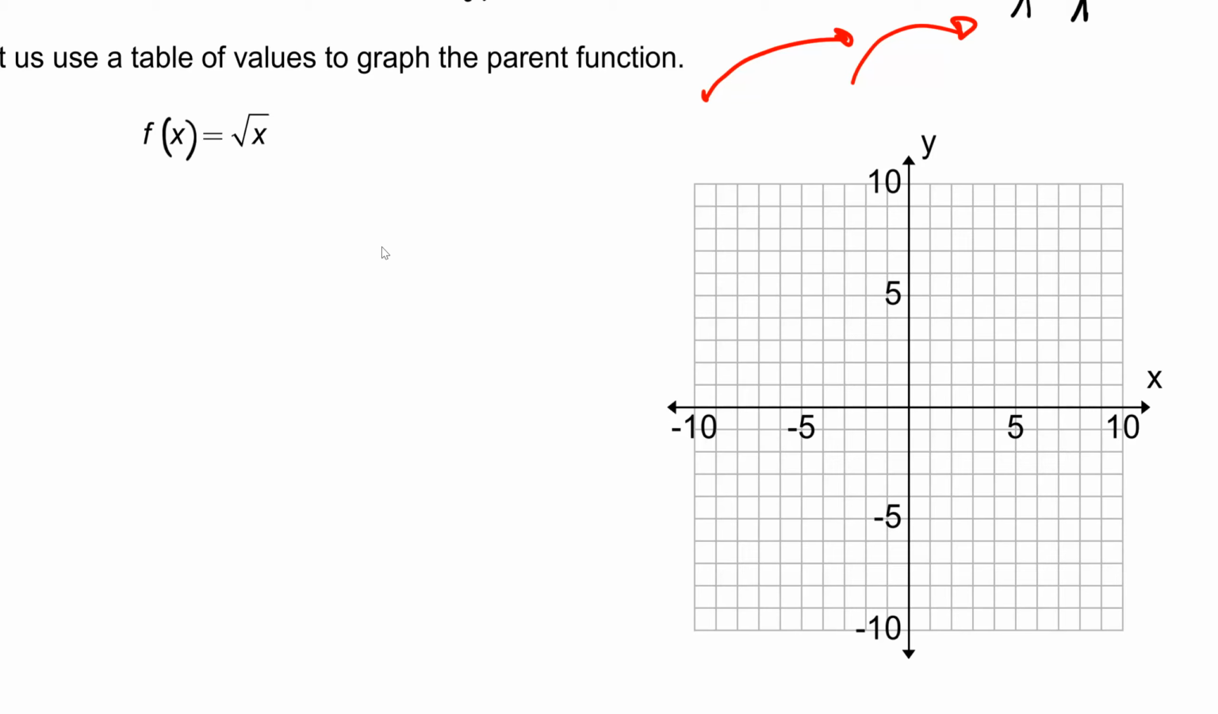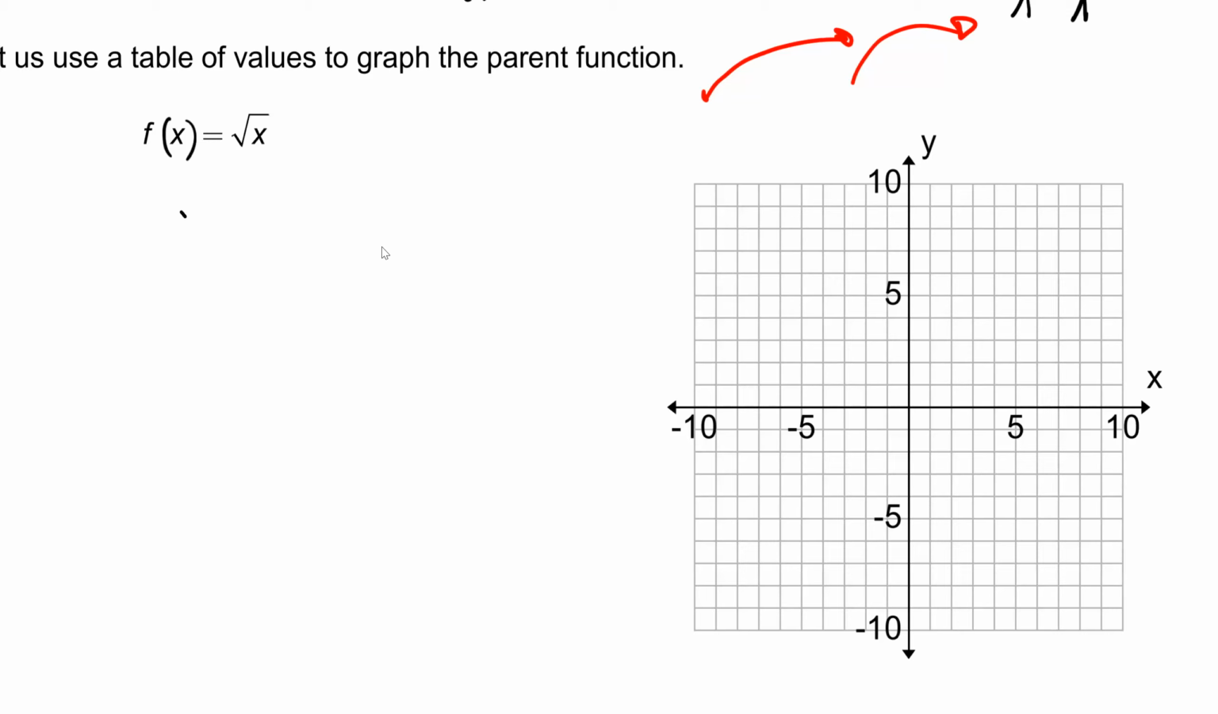So the square root function. Can I put any number under the square root? No, I can't. What numbers can I not put under? Negatives. What happens if you take the square root of a negative number? It's imaginary. Exactly. So we can't put numbers under a square root that are negative.